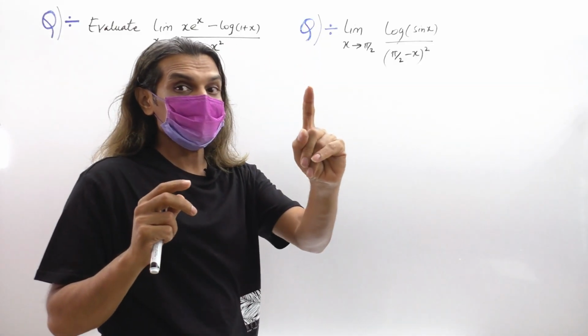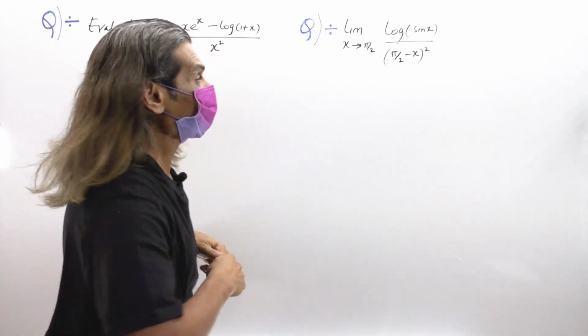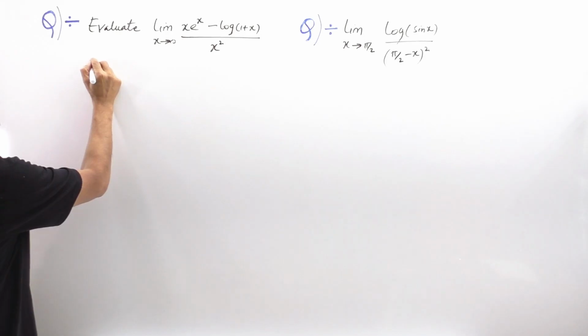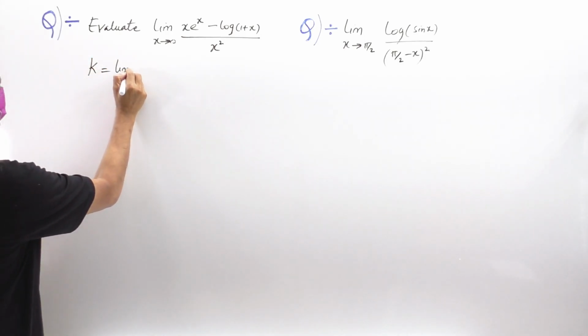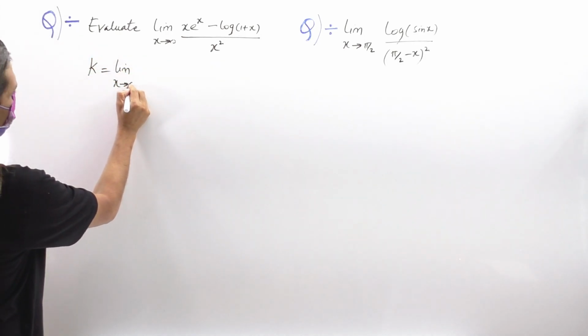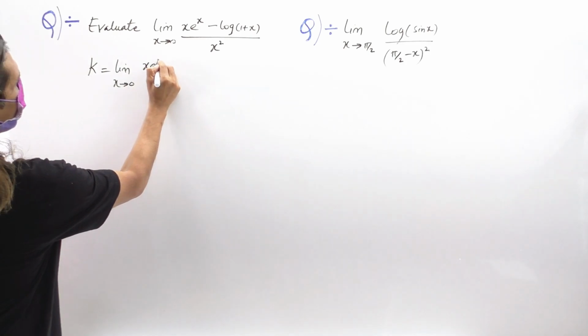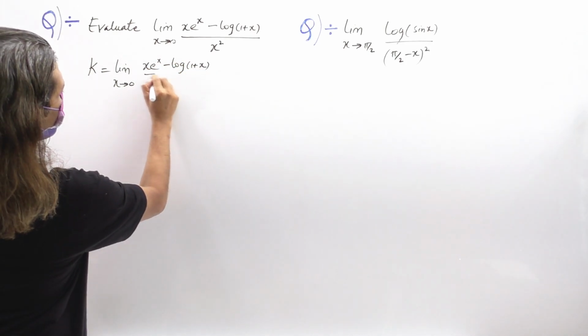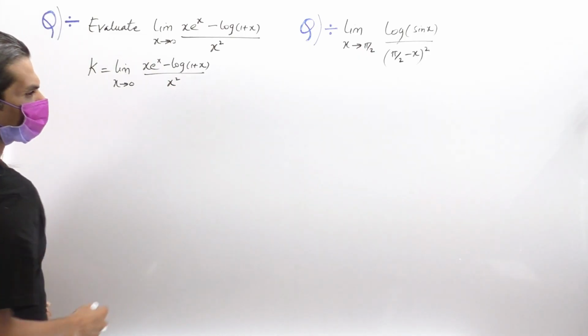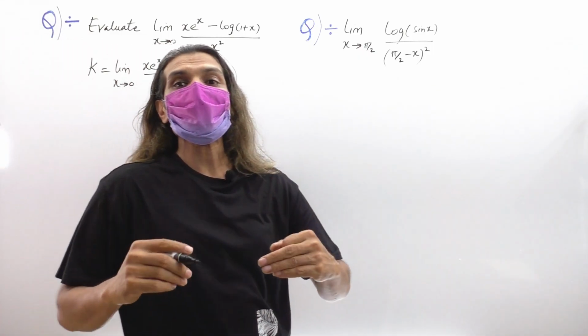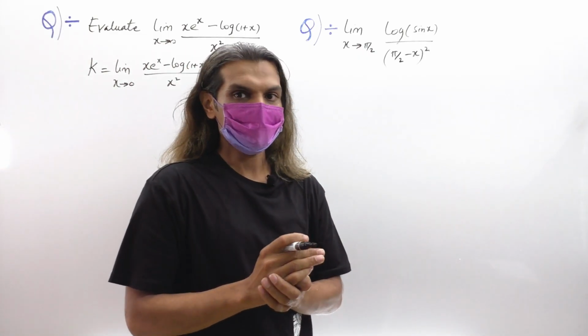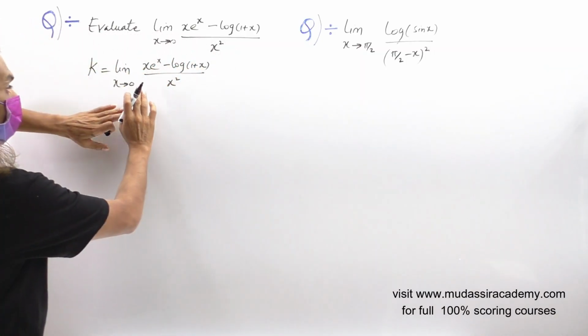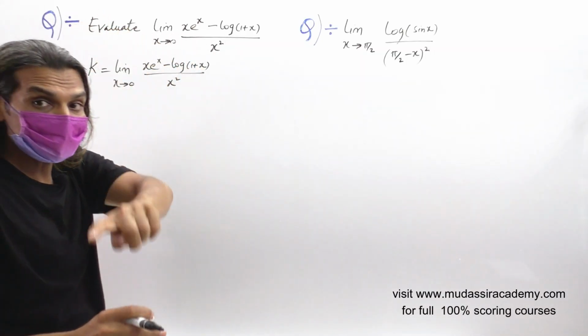Next condition is what? Assign k. So we have k is equal to the limit as, go step by step, x tends to 0 of x e raised to x minus log of 1 plus x whole divided by x square. Go step by step. Solving mathematics problems is a discipline. Maintain it, please.